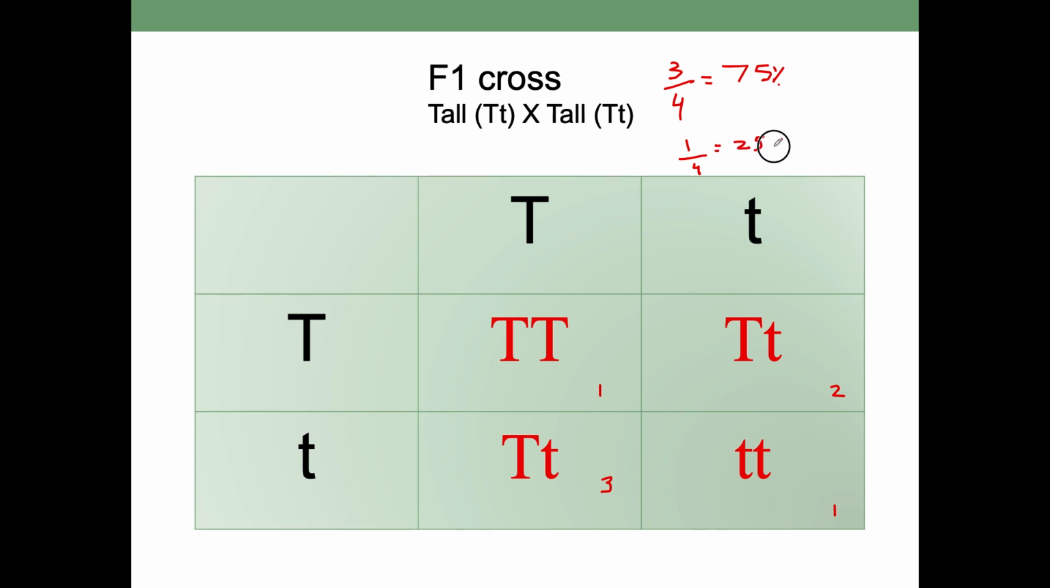And that's exactly what Mendel found when he crossed plants from the F1 generation. The recessive phenotype, the short phenotype associated with this homozygous recessive genotype, reemerged. It reappeared in the F1 cross.